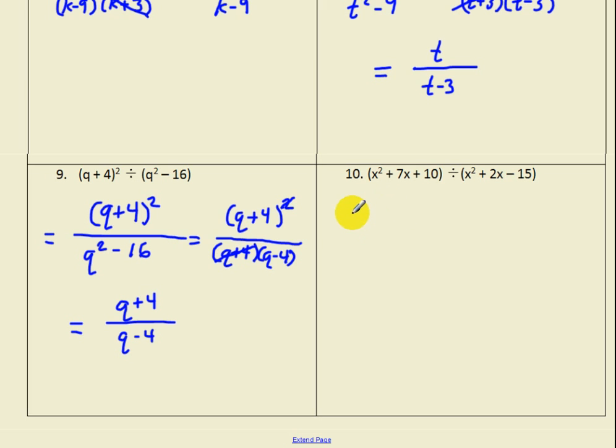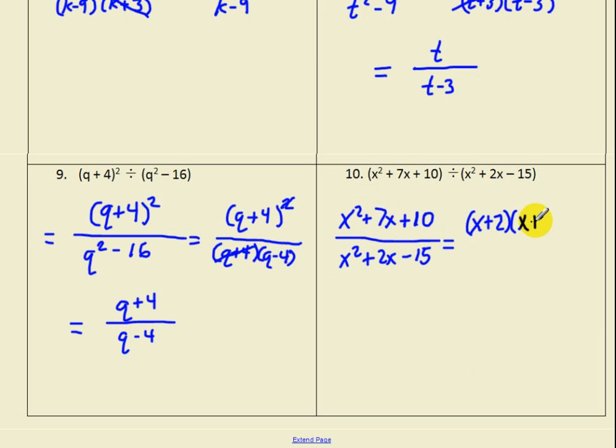And number 10, here we have x squared plus 7x plus 10 over x squared plus 2x minus 15. So we have a trinomial in both numerator and denominator, and we look and we see if we can factor. If you want to set up your x, you can do that. You might be able to do this by visual inspection at this point. This is going to factor into x plus 2 times x plus 5 in the numerator. And if you want to set up your x, you can confirm that. Or multiply this back out, and you'll get x squared plus 7x plus 10.